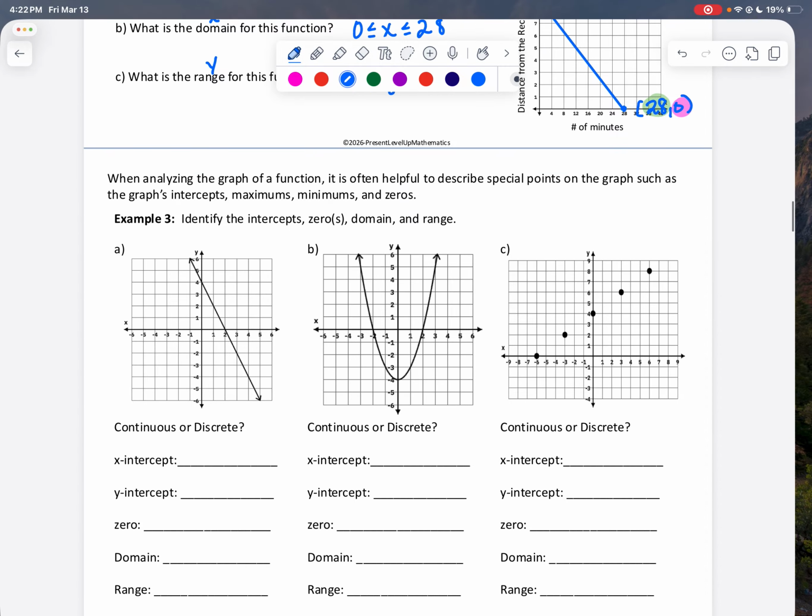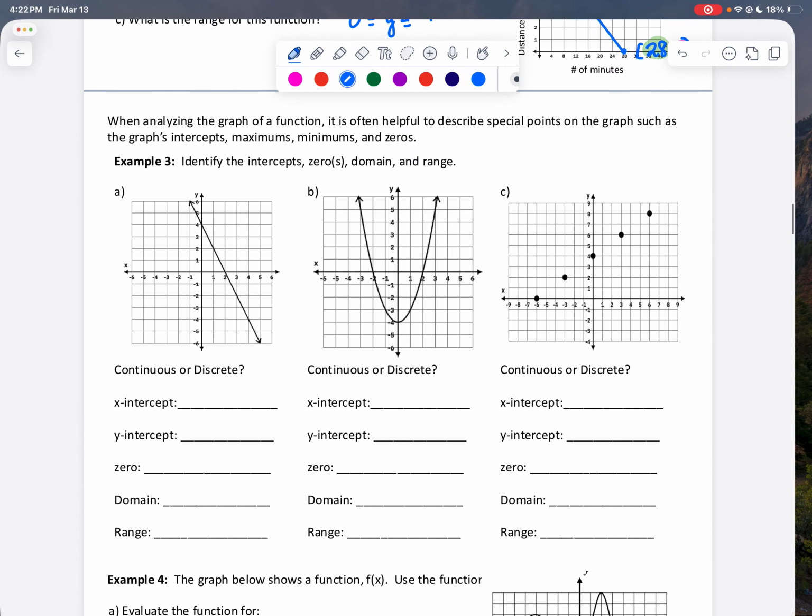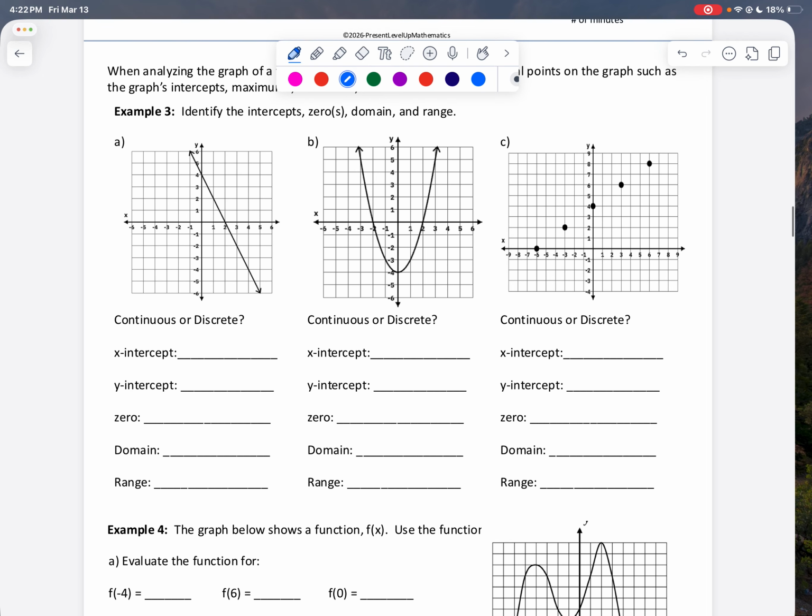All right, when analyzing the graph of a function, it's often helpful to describe special points on the graph, such as the graph's intercepts, maximums, minimums, and zeros. Now, some of the vocabulary we're going to look at, you will have heard from previous courses, and some of the vocabulary may be new. So we'll talk about the vocabulary of these functions as we move through the examples.